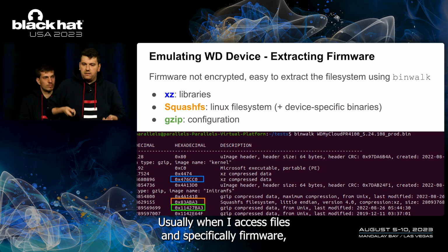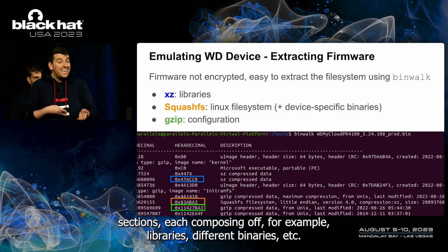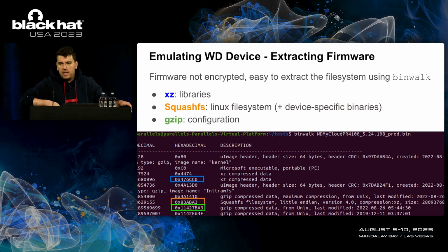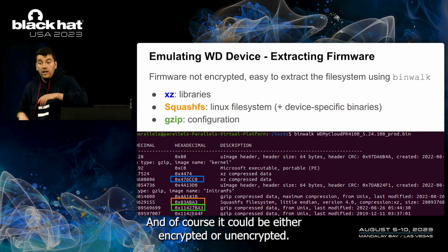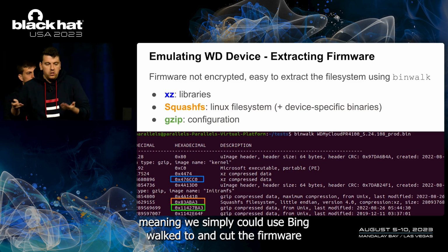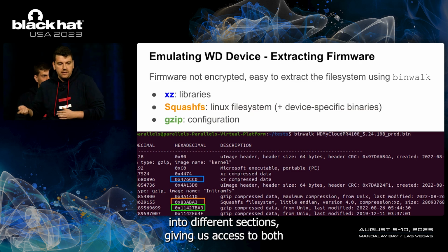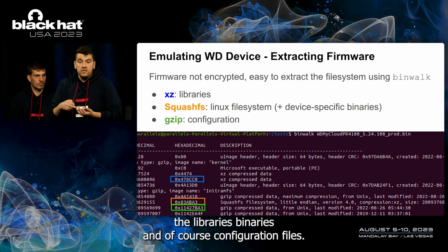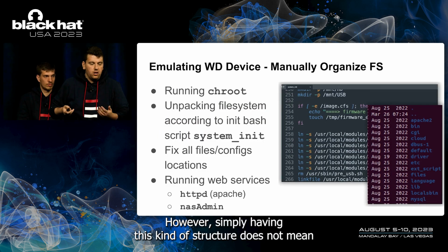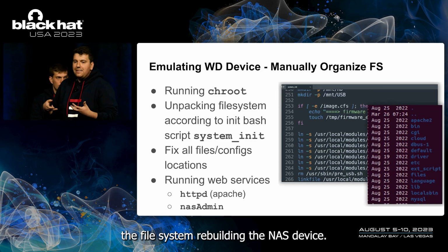Usually when I access firmware, it is a huge binary blob, meaning it is composed of multiple different sections, each composed of, for example, libraries, different binaries, etc. And of course, it could be either encrypted or unencrypted. Luckily for us, Western Digital chose not to encrypt their firmware, meaning we could simply use binwalk to cut the firmware into different sections, giving us access to the libraries, binaries, and of course, configuration files. However, simply having this kind of structure does not mean we have a working NAS, so we had to somehow reconstruct the file system, rebuilding the NAS device.